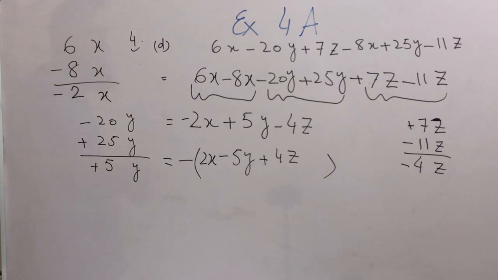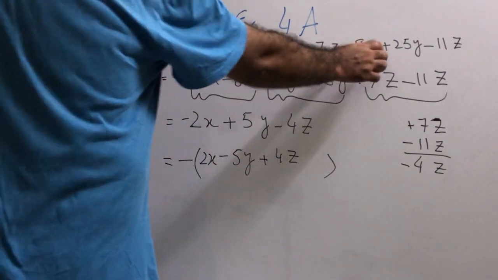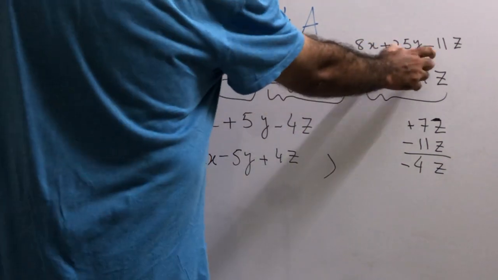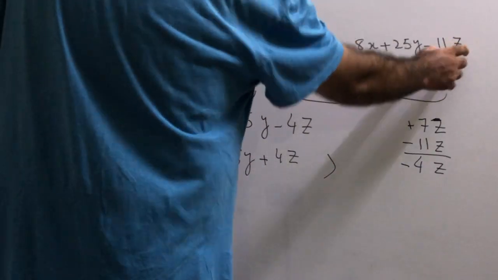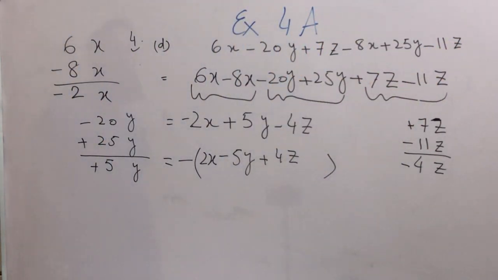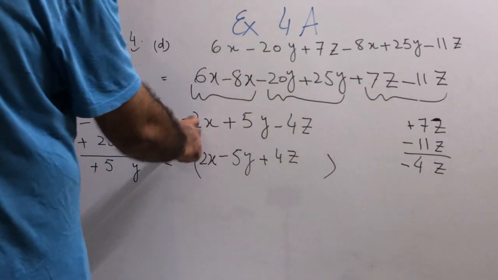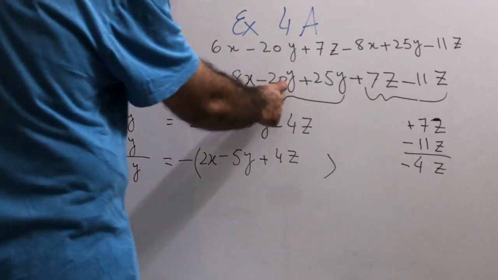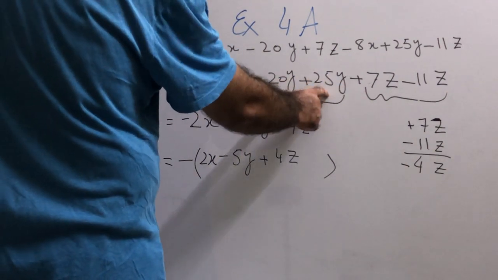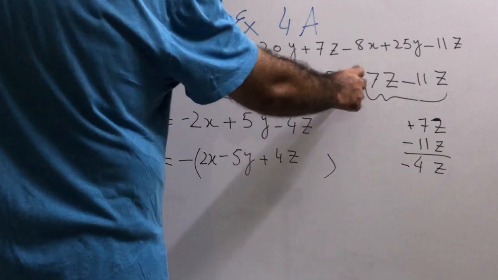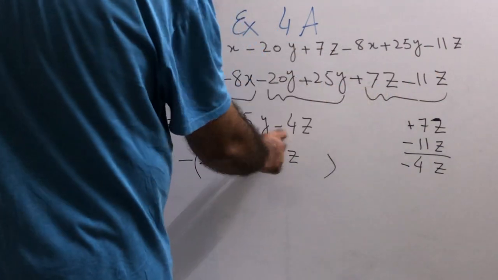I'll recap this for you. The expression was 6x minus 20y plus 7z minus 8x plus 25y minus 11z. So we were supposed to simplify this expression. We started with bringing the like terms closer. 6x and minus 8x were brought closer. Minus 20y plus 25y were brought closer. Plus 7z minus 11z were brought closer. Then we solved. We know that 6 minus 8 is minus 2. It becomes minus 2x. This is minus 20y plus 25y. Minus 20 plus 25 becomes plus 5, so plus 5y. Plus 7 minus 11z becomes minus 4z.